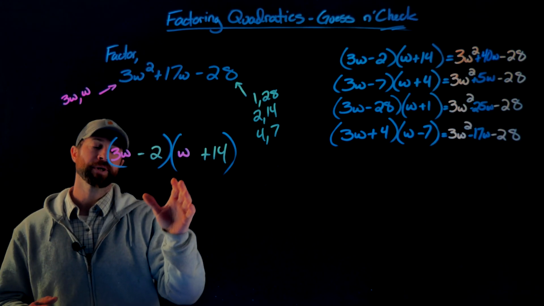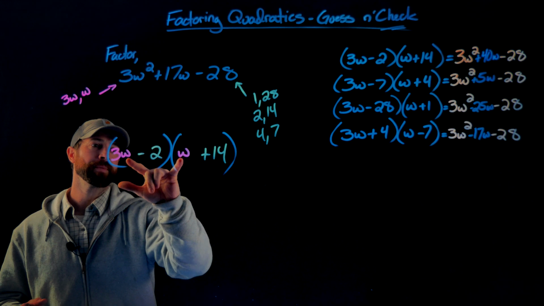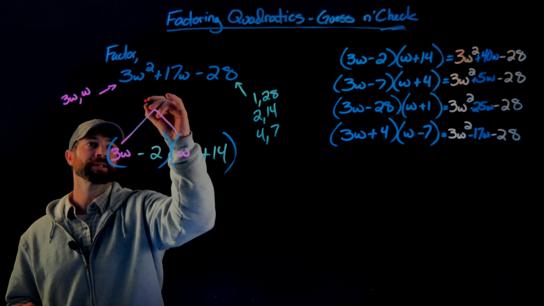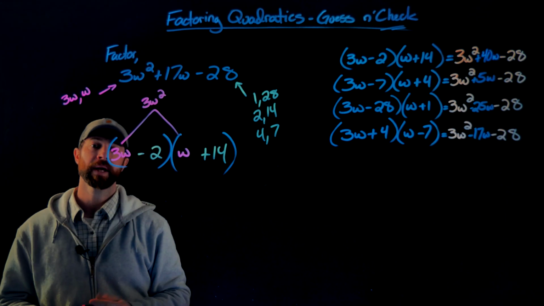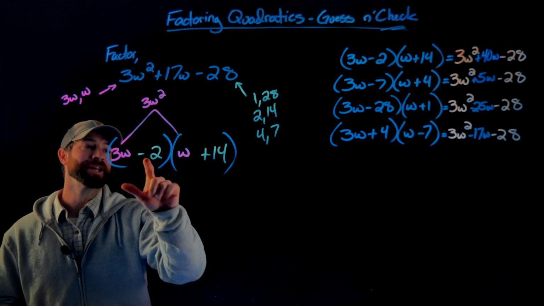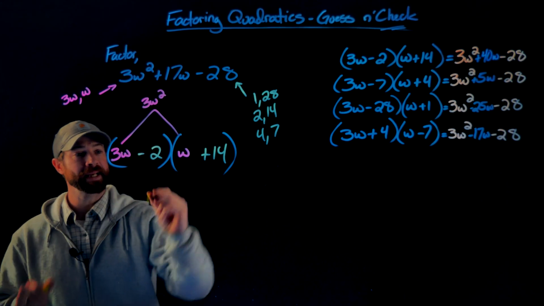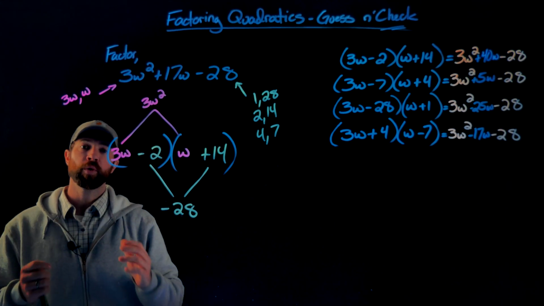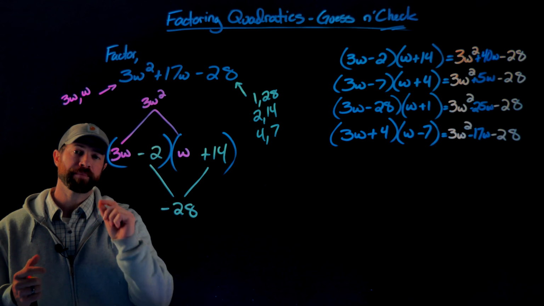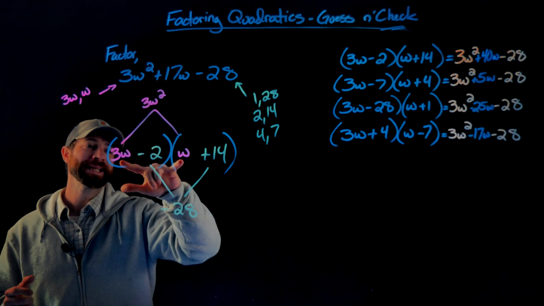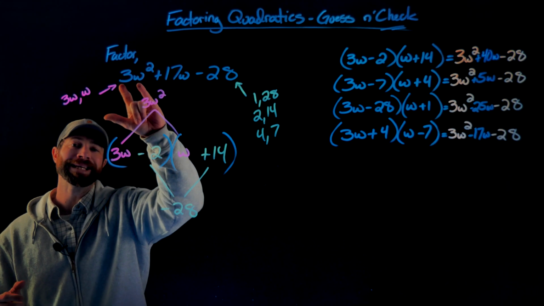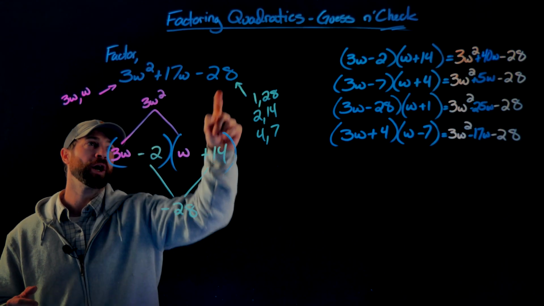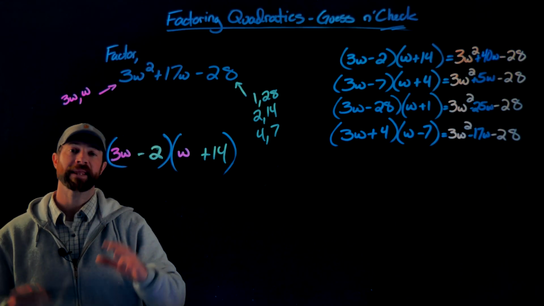So in this example here, again, I've used the 3w and w. I'm using those because when I multiply in the foiling process, I'll get a 3w squared. When I multiply now this negative 2 by the positive 14, I will get my negative 28. So in every guess that I do, the important step is to make sure that these lead terms multiply to be the lead term of your quadratic, and that these constant terms multiply to be the constant term of your quadratic. Okay, that's the guess part.